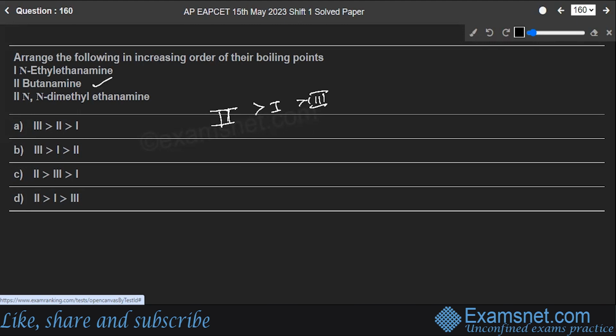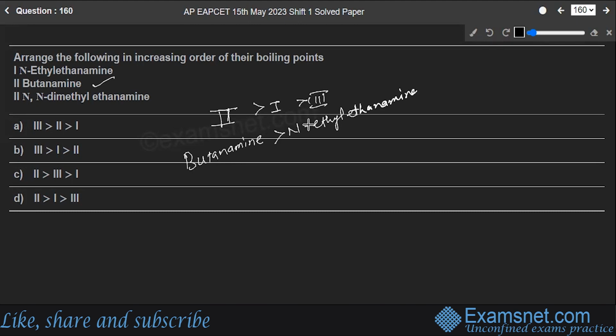That is, you will have butanamine, this followed by N-ethyl ethanamine, and then you have this. Okay, third option. So that makes this as the right answer. Option D is the correct answer to the question.